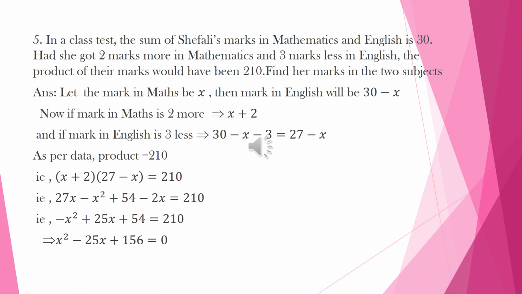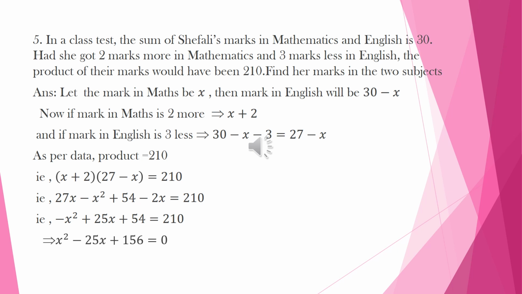Question number 5. In a class test, the sum of Shefali's marks in mathematics and English is 30. Had she got 2 marks more in mathematics and 3 marks less in English, the product of their marks would have been 210. Find her marks in the two subjects. Let us assume the mark in maths is equal to x. Then we can say mark in English will be 30 minus x, as it is given the sum of Shefali's marks in maths and English is 30.